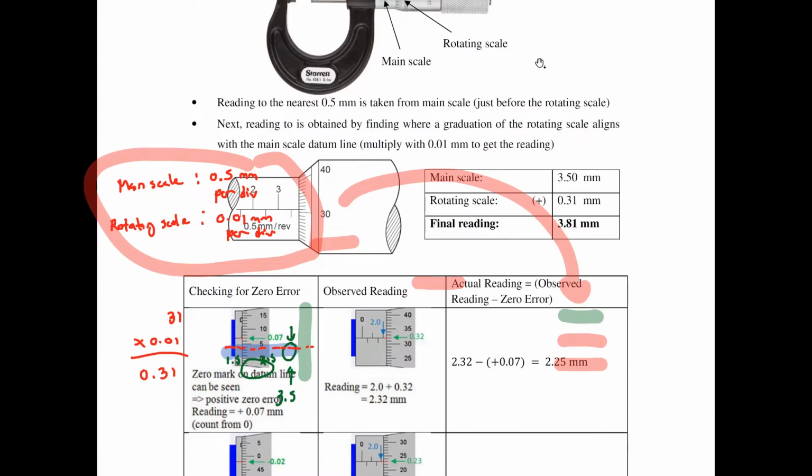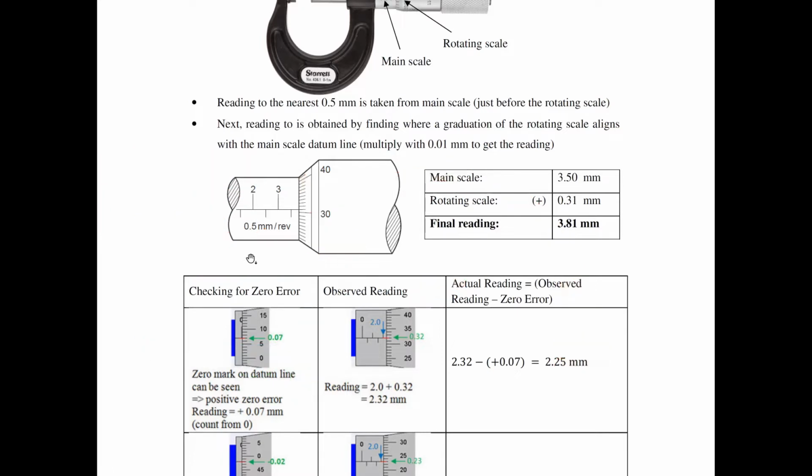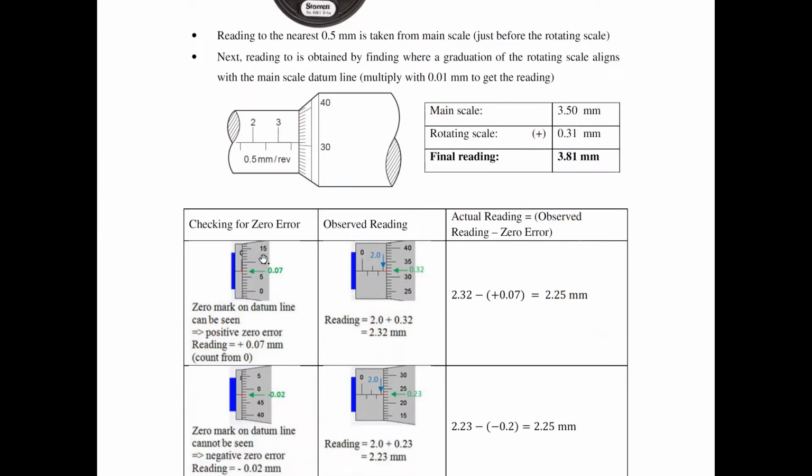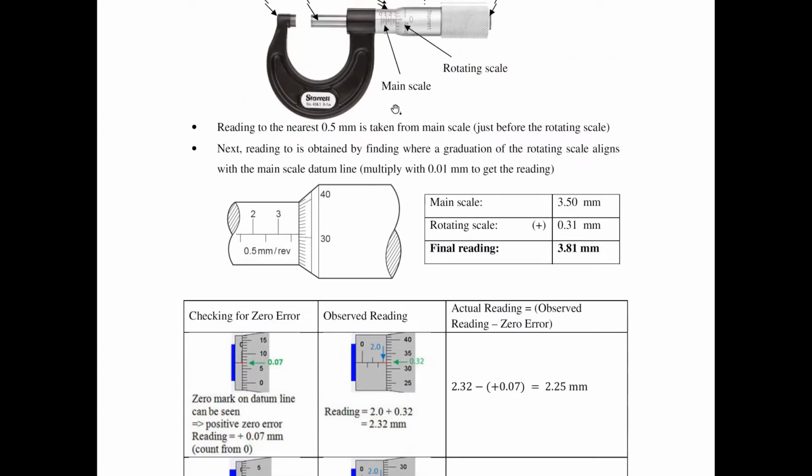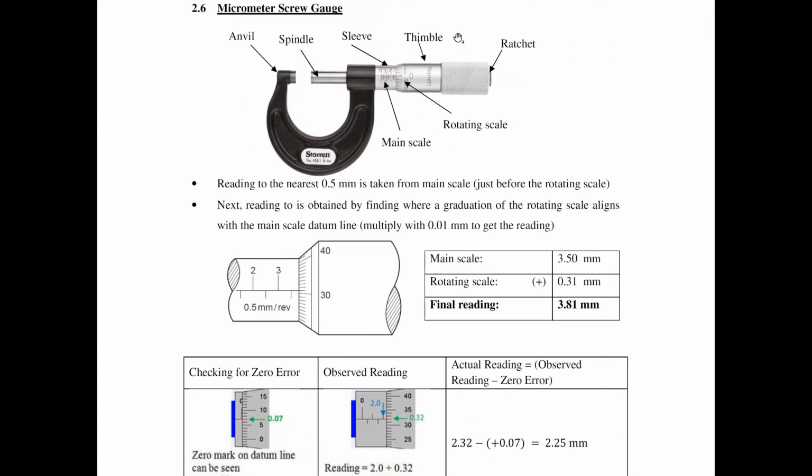Now, zero error, you learned earlier on, is a type of systematic error. It is where you see that your reading is not zero when it was supposed to be zero. So right now, say for example, you're not measuring anything. You twist the handle until this end here goes all the way to this other end, so that it's fully closed.